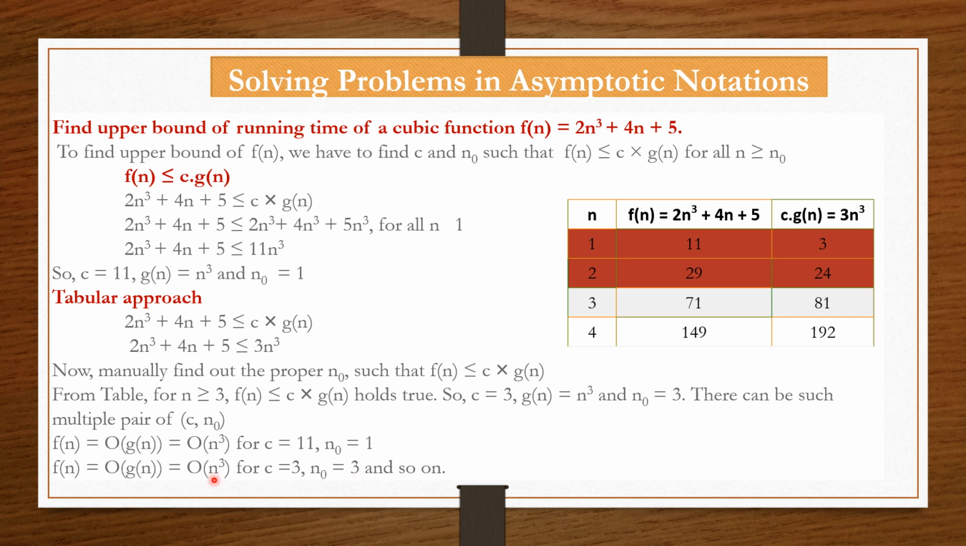And g of n is n cube. So you can use any of the approaches, either the generic method or the tabular method, but somehow we have to find what will be the upper bound, that is g of n, and the corresponding constant.